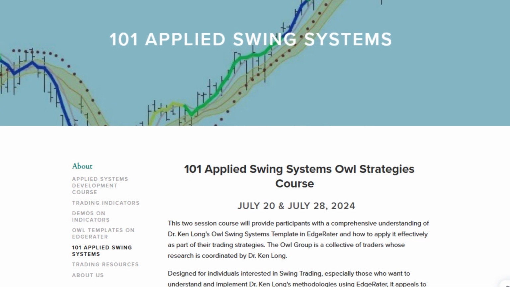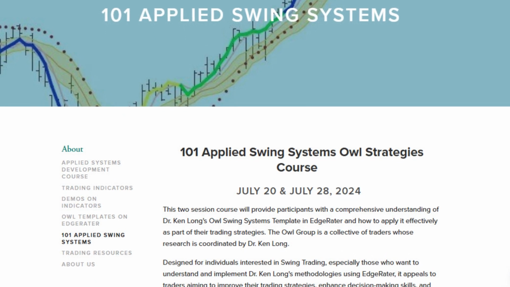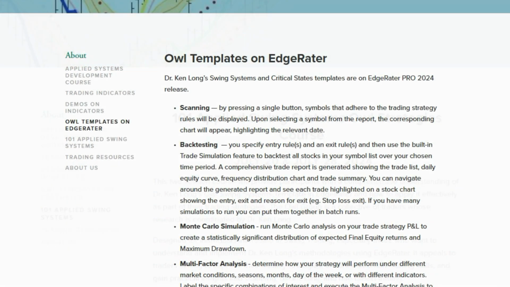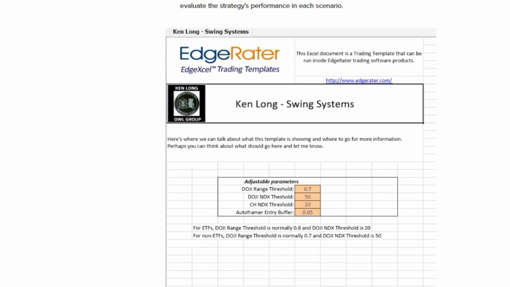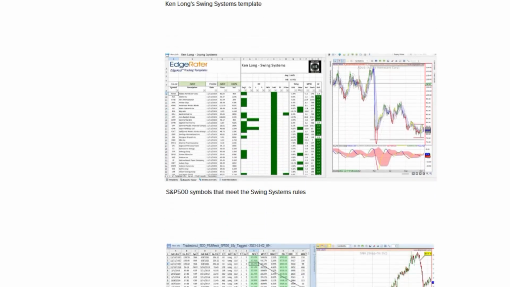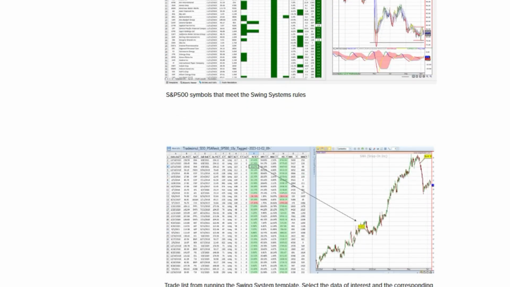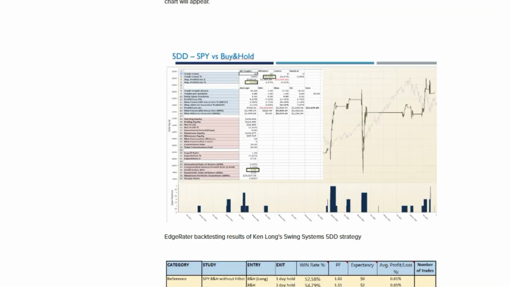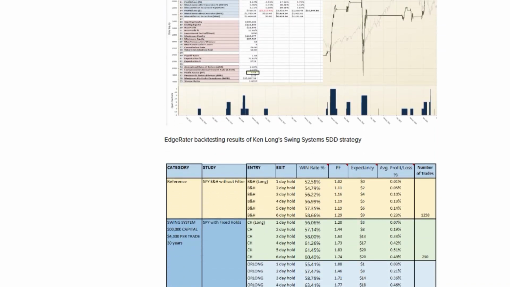We're excited to announce that we're going to be having a swing trading course this summer on July 20th and 28th, over 2 weekends from 12 to 6 p.m. Eastern Time. For this course we're going to be using EdgeRater to conduct the scanning and backtesting, as it now features Dr. Ken Long's swing systems and critical systems templates. While the EdgeRater tool will be used for signal generation and backtesting strategies during the course, you don't need to own it to participate. You can still learn from the results it provides.